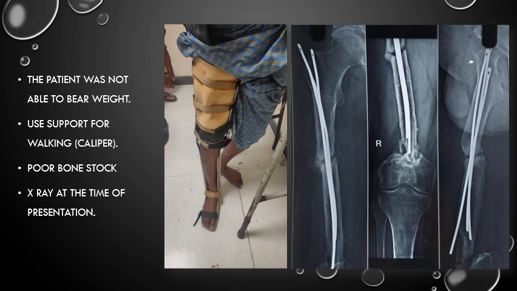The patient was not able to bear weight, so he was walking with caliper support. There was poor bone stock, and these were the X-rays about 1.5 years after the initial treatment. So the nail was jutting out from the anterior aspect of the fracture, and there was persistent non-union and poor bone stock. So what could be done at this juncture? I can initiate the discussion. Panelist.